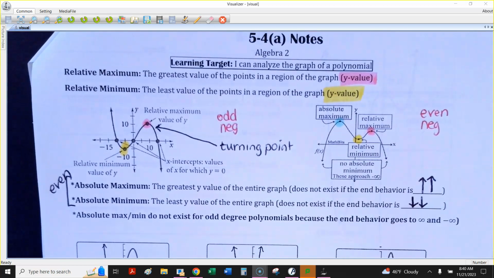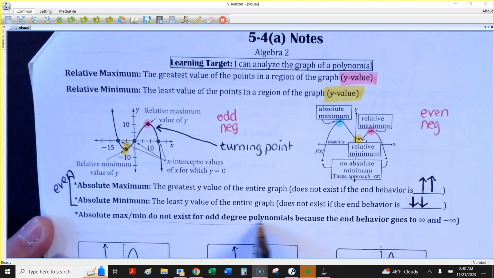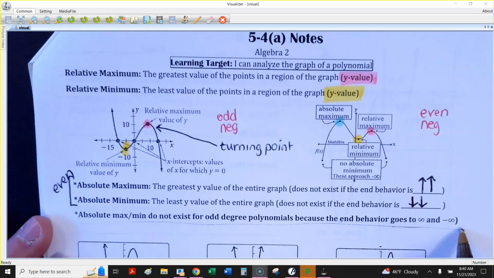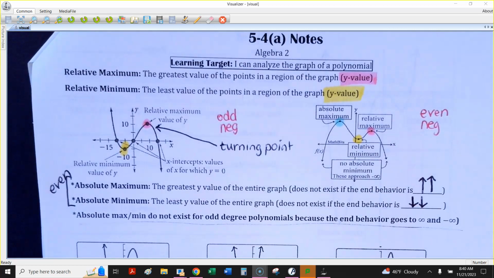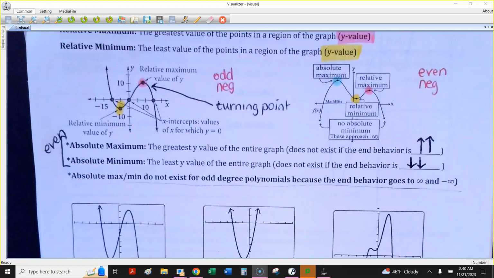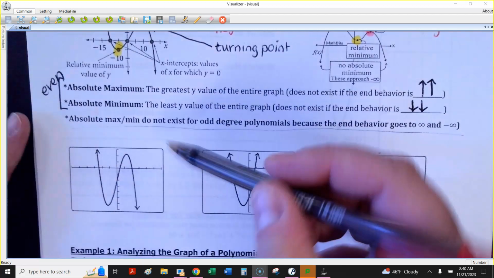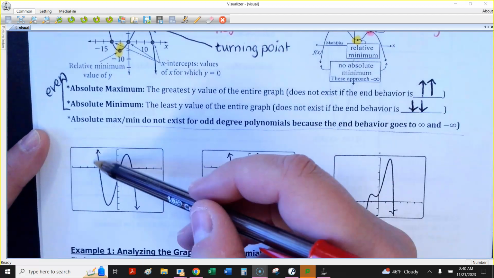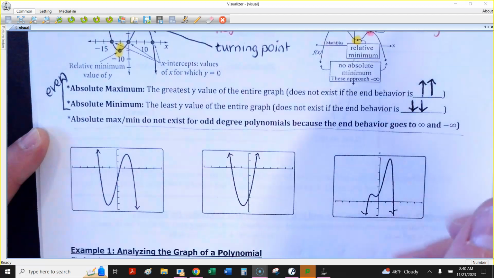And then it just says down here, absolute max and min don't exist if the end behavior goes to infinity and negative infinity for any odd function. One side goes up forever, one side goes down forever, so they don't have an absolute maximum or minimum for any odds. All right, so I'm just going to draw on these 3 little graphs to tell you what I've got going on here. All right, if it's odd, opposite direction, this goes up to positive infinity, this goes down to negative infinity, so no absolute maximum or min.